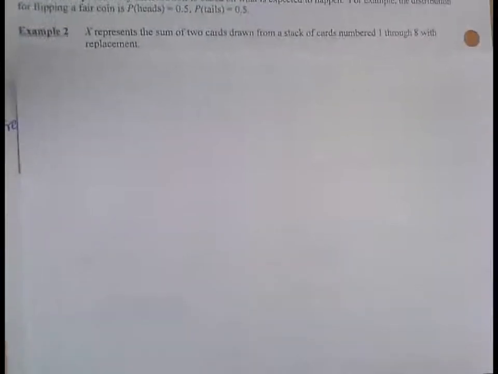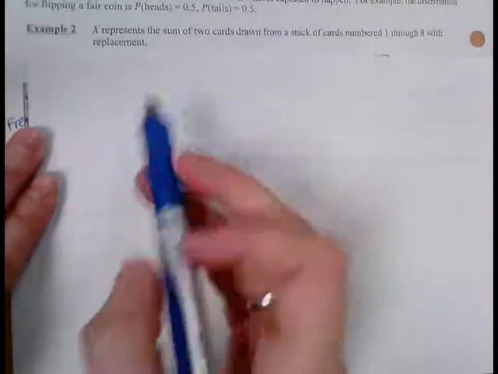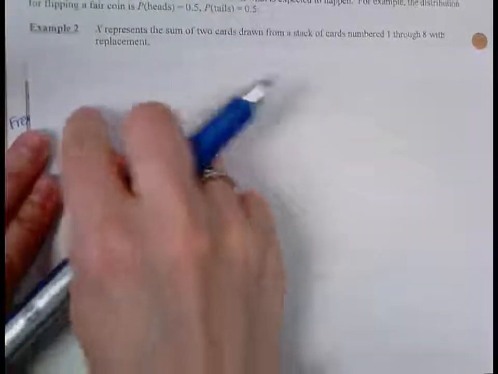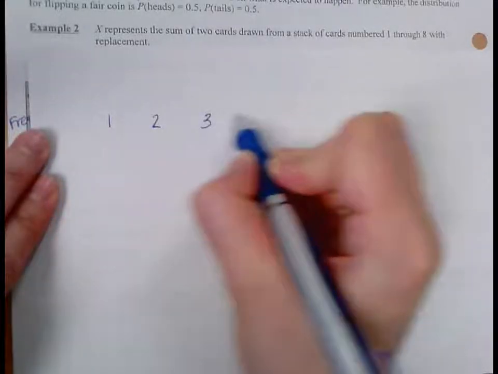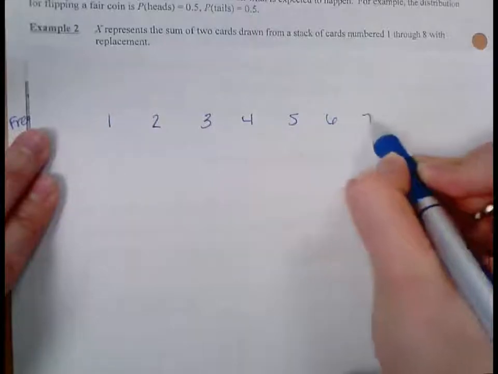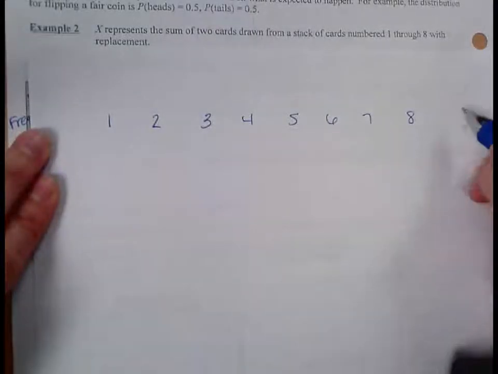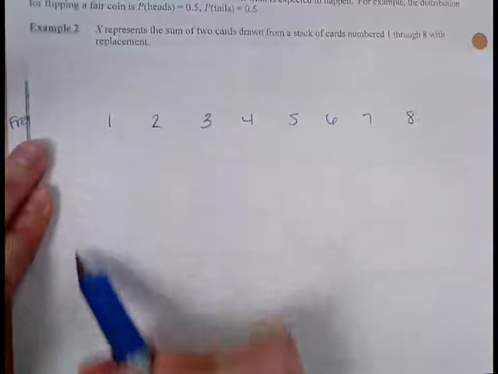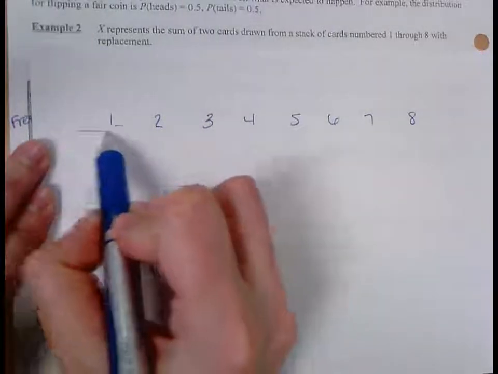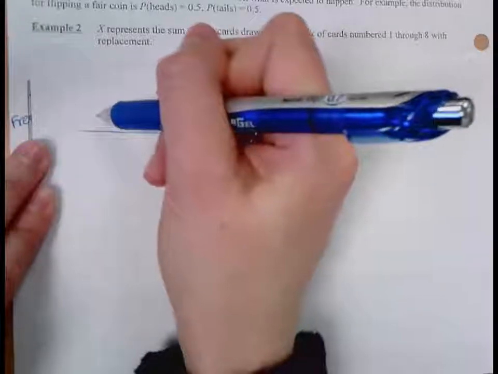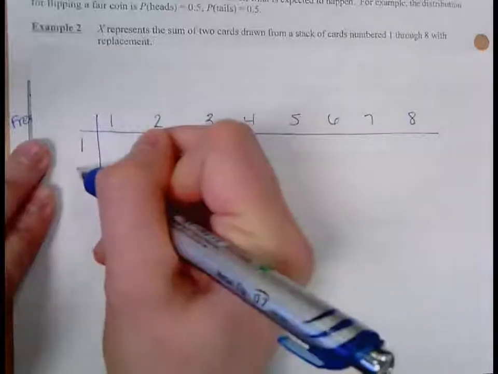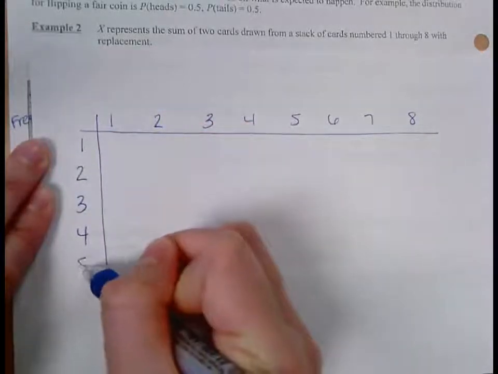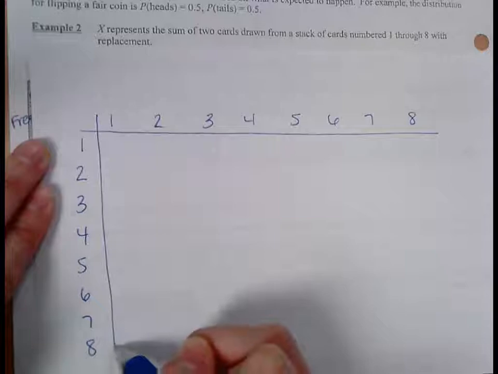So what I'm going to draw on here is, along this row, I'm going to say my first draw. I could draw a 1, 2, 3, 4, 5, 6, 7, or an 8 for my first draw. And then I'm going to do a column for what I could get for my second draw. So this is first. Second draw, I could get the same possibilities. I could draw a 1, 2, 3, 4, 5, 6, 7, or an 8. And I'm just doing this to come up with my possibilities.